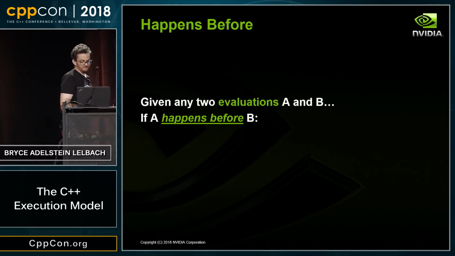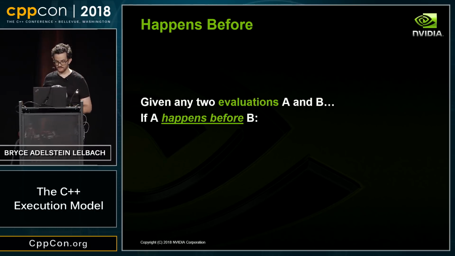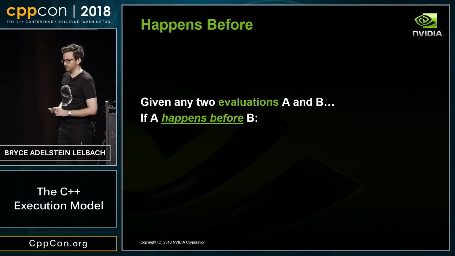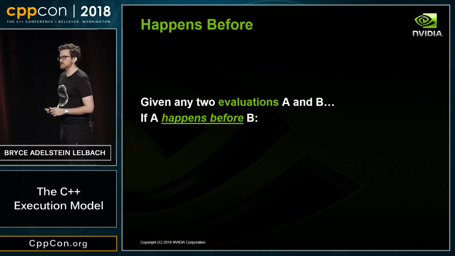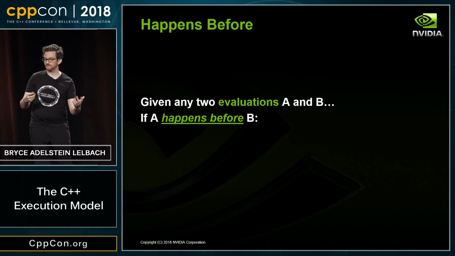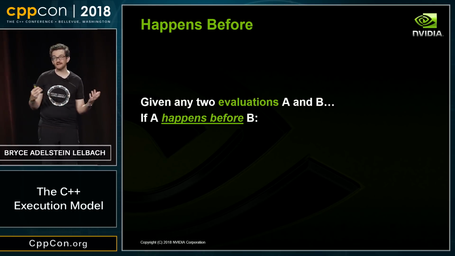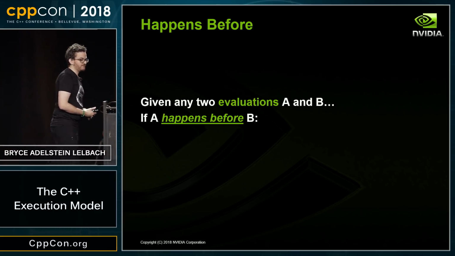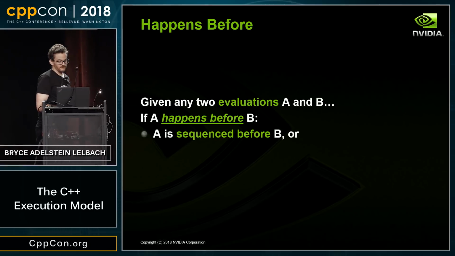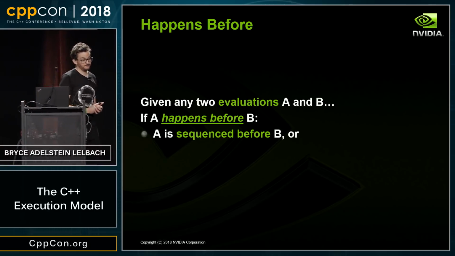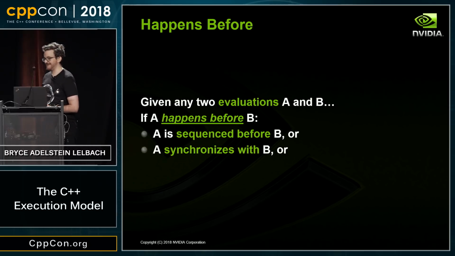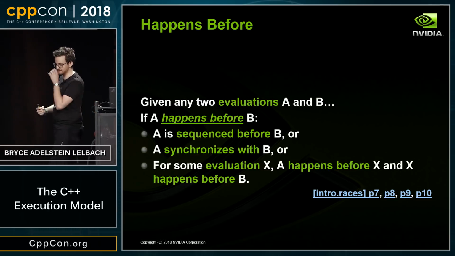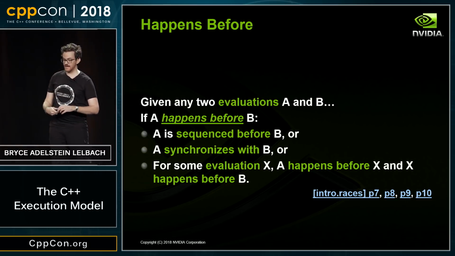All right, so we've talked about sequenced before. We've talked about synchronizes with. Now we're going to talk about happens before, which is, I think, the more common term for people to be familiar with. And happens before is sort of a concatenation of the two. So given any two evaluations, A and B, A happens before B if either A is sequenced before B, or A synchronizes with B, or for some evaluation X, A happens before X, and X happens before B.